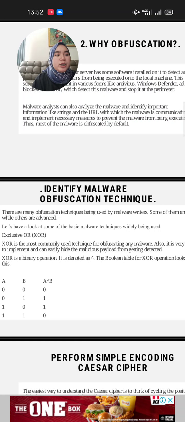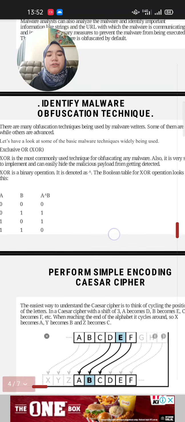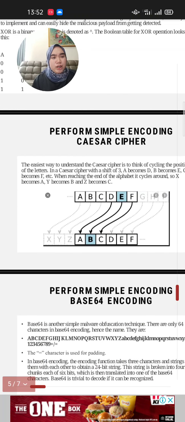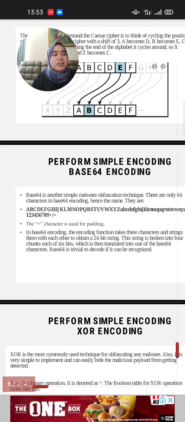The first technique is a cipher, a simple encoding: the Caesar cipher. The easiest way to understand the Caesar cipher is to think of shifting the positions of the letters with a shift of 3. A becomes D, B becomes E, C becomes F. When reaching the end of the alphabet, it cycles around, so X becomes A, Y becomes B, and Z becomes C.